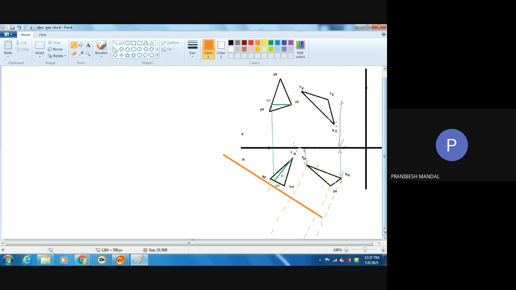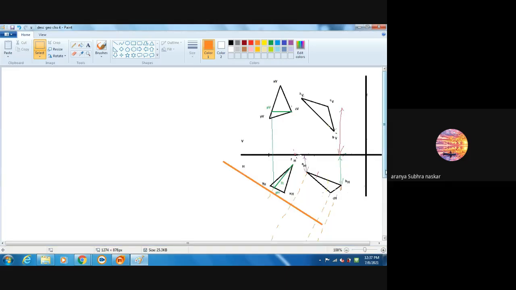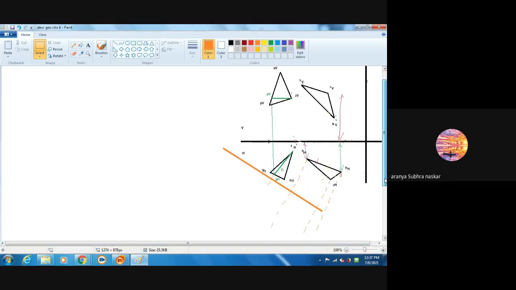What to do? Sir, zoom out and increase the page size. If I zoom out, but is it visible? Yes, sir, visible. Increase the whole space. Okay, I think now it's all right.